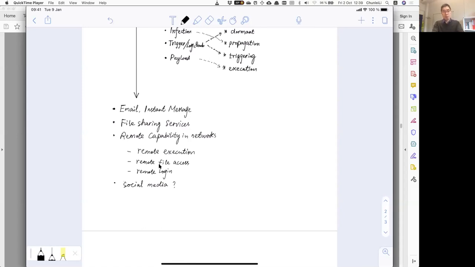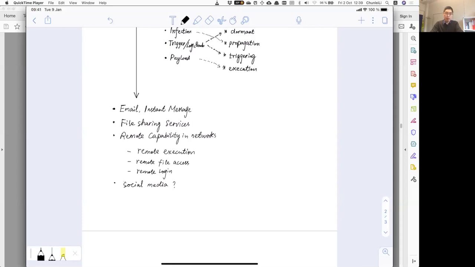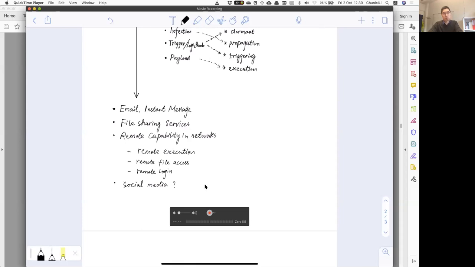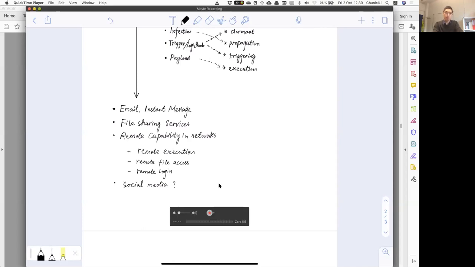These are the propagation methods of computer worms. Of course, it's not a complete list, so there could be some other measures. And nowadays, what about trying to distribute computer worms on social media? Just write an appealing name for the worm, then post it on social media. It could attract some unsuspecting users to download it and run it.